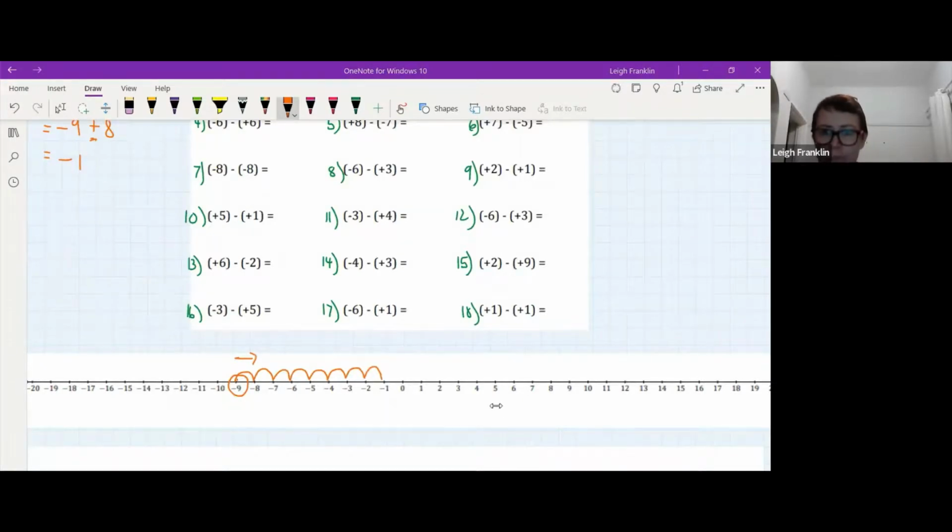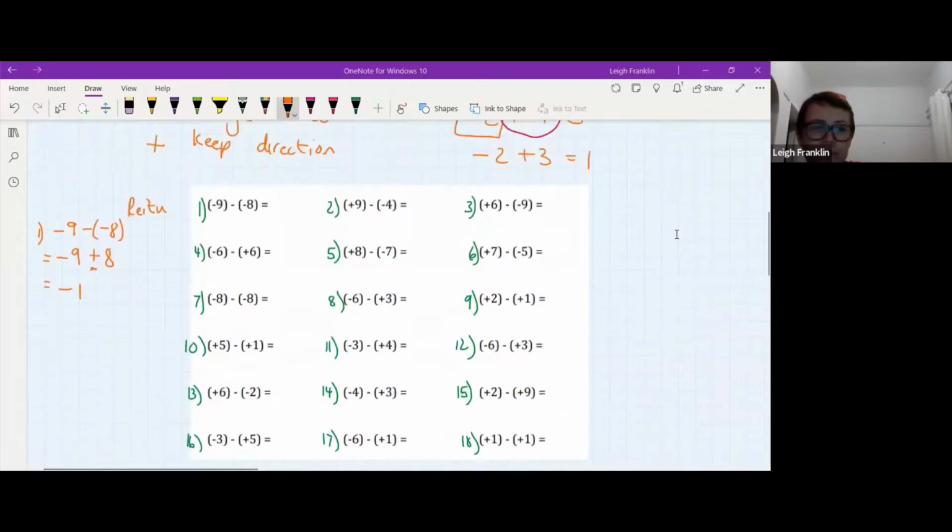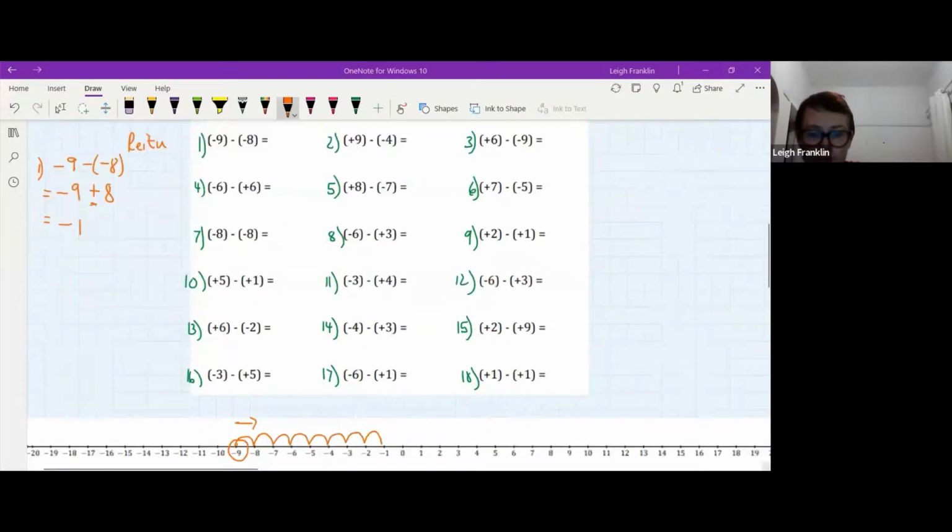Okay, Ranquato, you choose one. Go for it. Which one are we going to do, Ranquato? Number 2, okay. What's going on in number 2? Positive 9 minus -4.